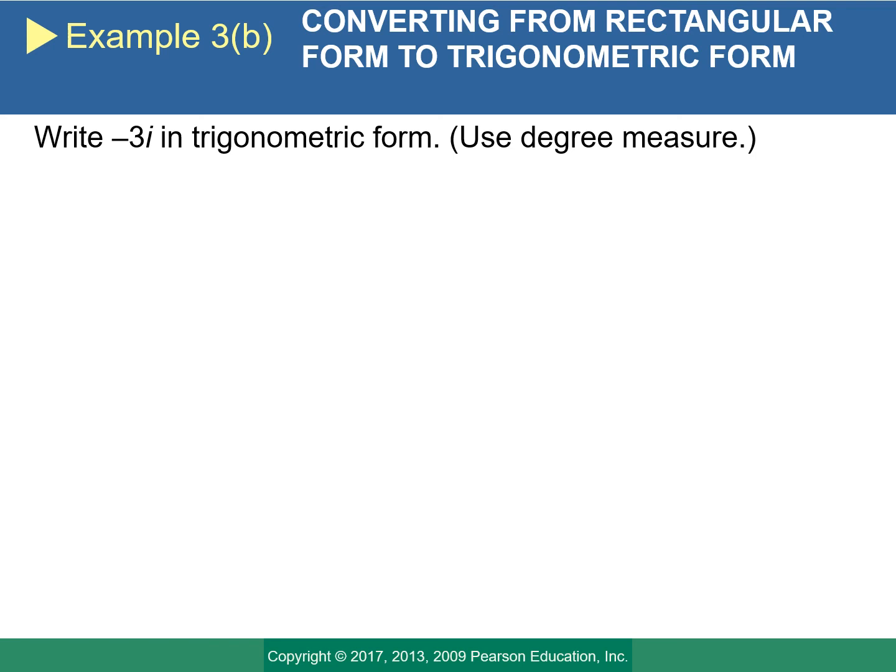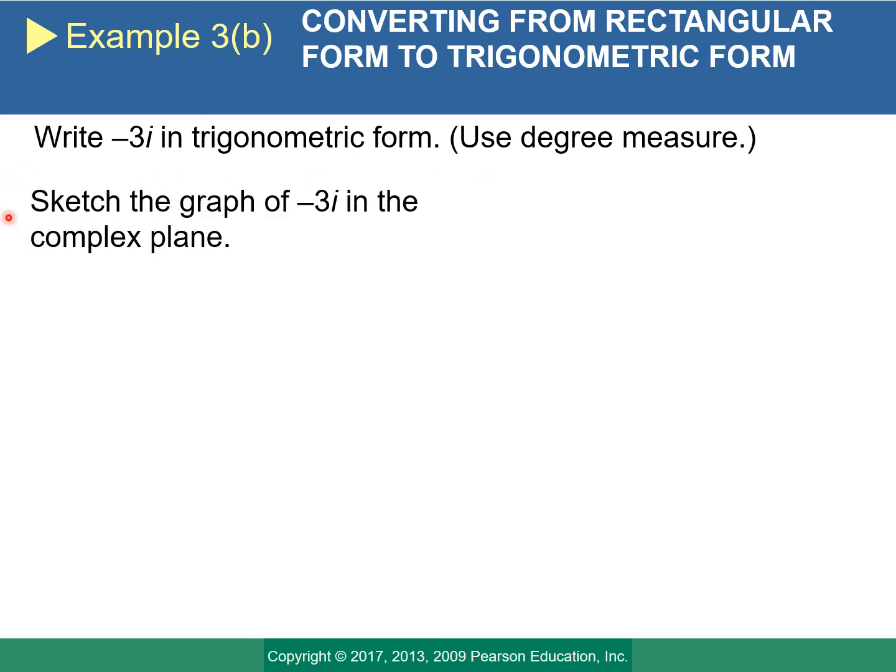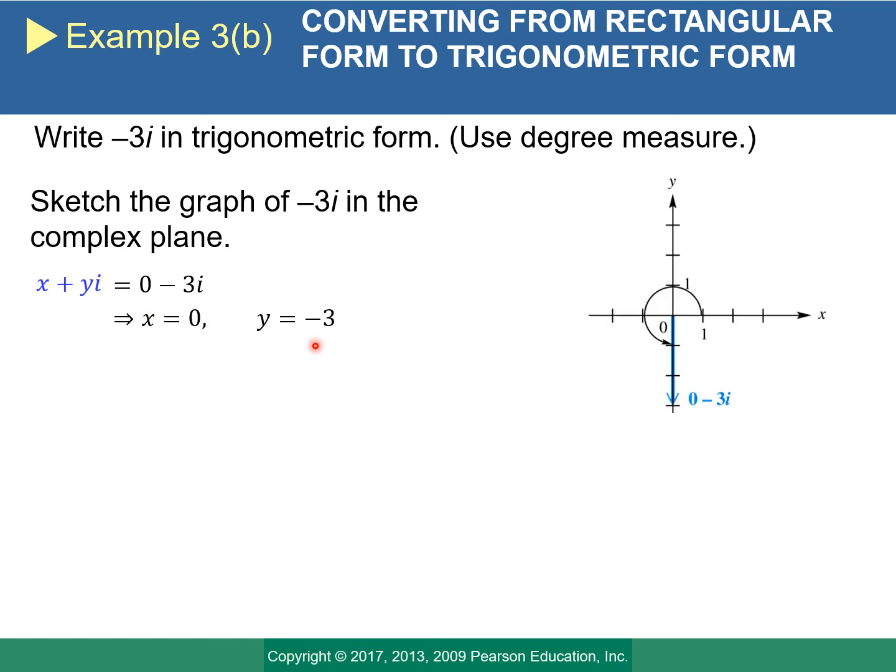Let's try another one. So we're going to write negative 3i in trig or polar form. This time we're going to use degree measure. So step 1, let's sketch our graph of negative 3i in the complex plane by first identifying what x and y equal. So our rectangular form of our number is x plus yi. For us, that's going to be 0 minus 3i because we don't see a real part here. So the real part is actually 0. So x is 0, y is negative 3.